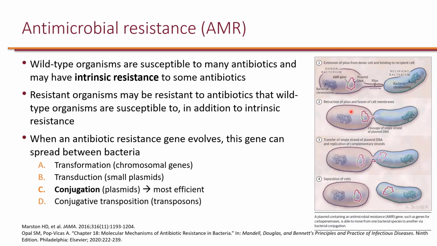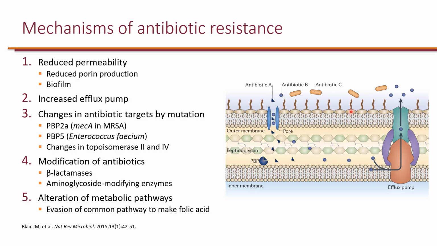Lastly, there can be conjugative transposition. You see, as opposed to chromosomes and plasmids, transposons are specialized sequences of DNA that possess their own recombination enzymes, allowing transposition or hopping from one location to another, independent of the recombinant enzymes of the host.